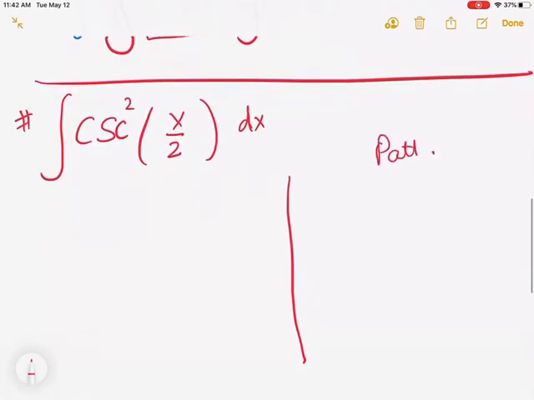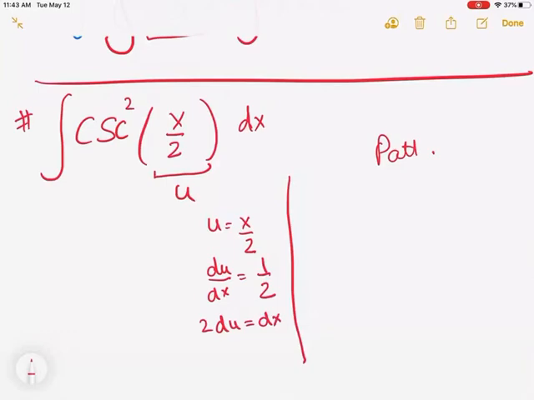Anyways, so I would set this part equal to u. So u is equal to x over 2. Take the derivative, du over dx. I would factor out 1/2, and the derivative of x would be just 1. Cross multiply, so 2 times du is equal to dx. This is what I have so far.